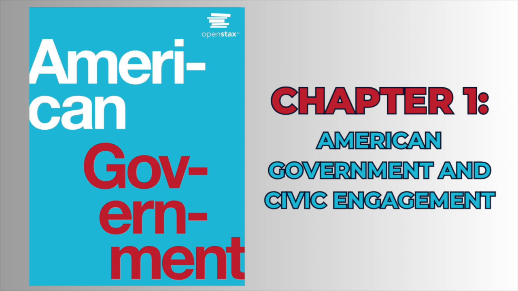What different forms of government exist? How do they differ? How can citizens best engage with and participate in the crucial process of governing the nation? This chapter seeks to answer these questions. Learning objectives. By the end of this section, you will be able to explain what government is and what it does. Identify the type of government in the United States and compare it to other forms of government.